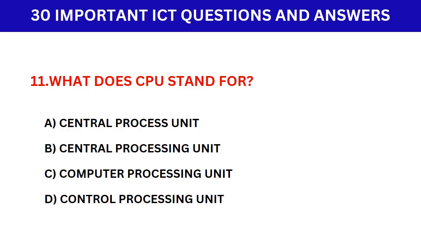Question number 11. What does CPU stand for? Option A, Central Process Unit. Option B, Central Processing Unit. Option C, Computer Processing Unit. Option D, Control Processing Unit. The right answer is option B, Central Processing Unit. The CPU is responsible for processing instructions and performing calculations in a computer.